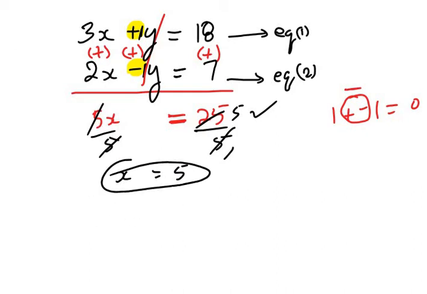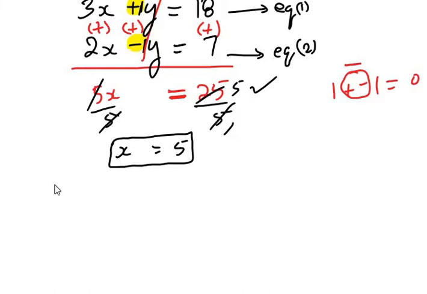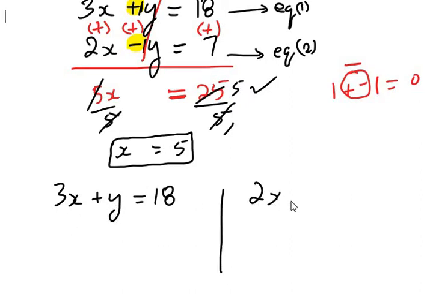All right, now what do I need to do now that I found the value of x? Put it in the equation. Any one of them, correct? Yes, sir. So we say 3x plus y equals 18. I'm going to substitute x equals 5 in this equation. In fact, let us try both and see if it actually works. 2x minus y equals 7. We're going to substitute x in both of these simultaneously and see if it works.